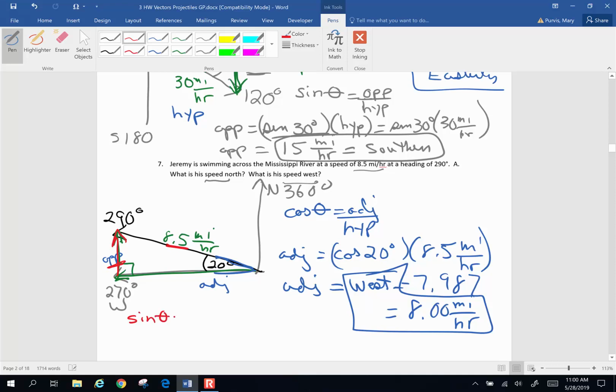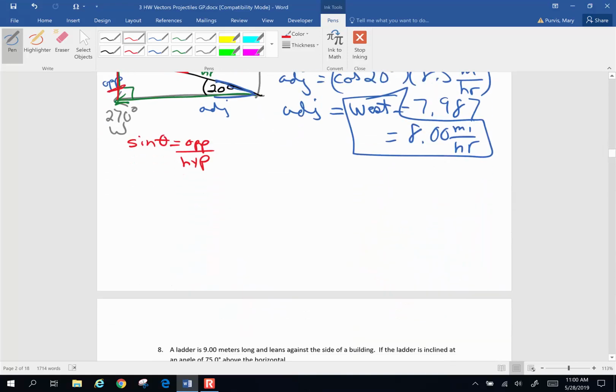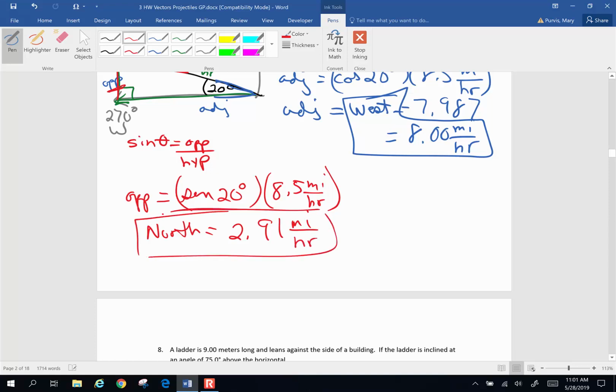The sine of theta is the opposite over the hypotenuse. I want to solve for opposite. Ooh, get myself some more room. So the opposite is going to be equal to the sine of 20 degrees. The hypotenuse is the 8.5 miles per hour. This is going to give me my northern component. And again, pick up my calculator, 20 sine times 8.5, and I end up with 2.91 miles per hour if we're sticking to 3 sig figs towards the north.